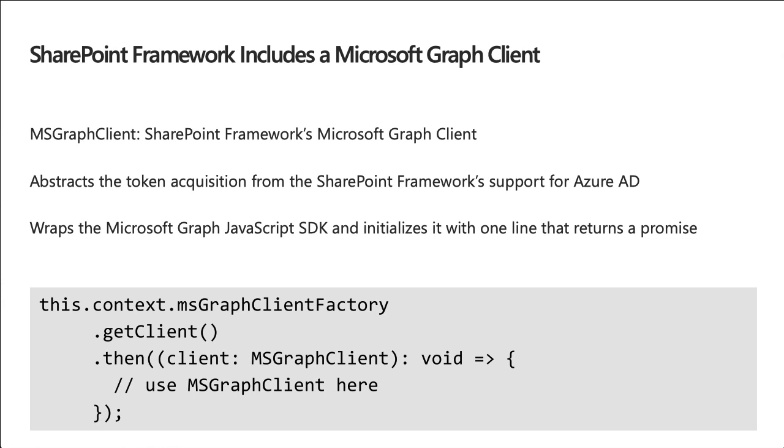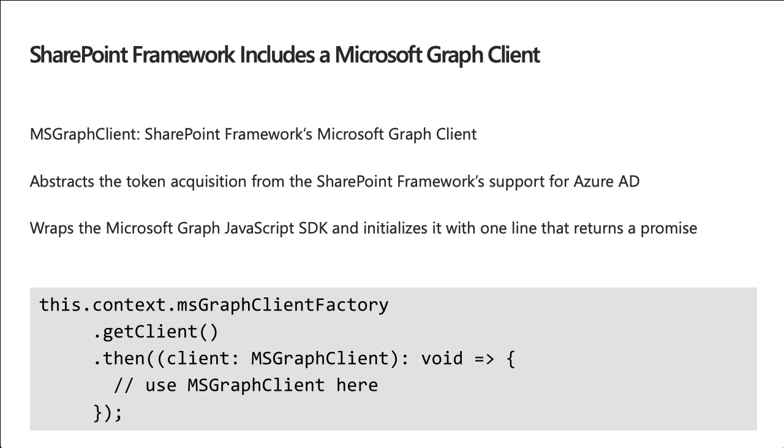And so what I'm going to do is say this.context.msGraphClientFactory, and I'm going to call getClient. And what this does is issue a call back to SharePoint Online, and it's going to say, I need an access token for SharePoint Online to talk to the Graph. SharePoint Online is going to go authenticate with Azure AD, obtain an access token that includes all of the scopes that have been granted, and it's going to fetch that access token back.